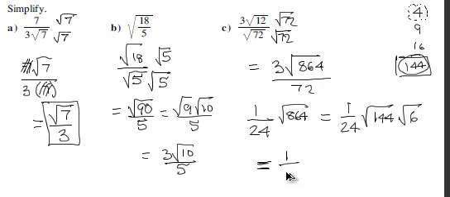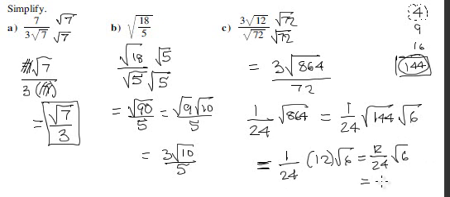Oops, I'm sorry, that's 24 I should be writing there. The square root of 144 is 12, and then we have our root 6. So this becomes 12 over 24 root 6, which of course is just 1/2 root 6. Or if you wanted to write root 6 over 2, that would be fine as well.